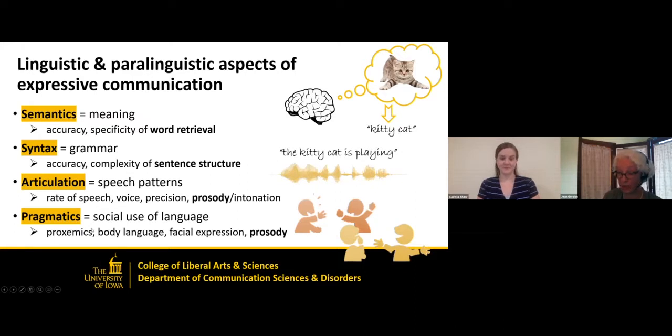Pragmatics is a broad category that includes how we adapt aspects of verbal language to the social context. So we might vary the types of words we use or how complex the grammar is. We might vary how carefully we enunciate words. We might vary tone of voice, but it also refers to aspects of nonverbal communication like the use of gesture, eye contact, or proxemics, which is how close we stand to someone.